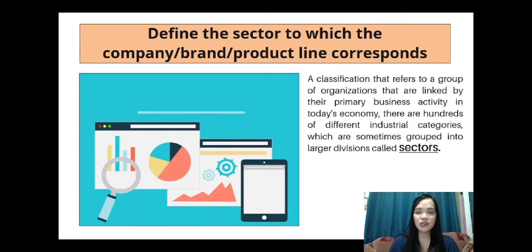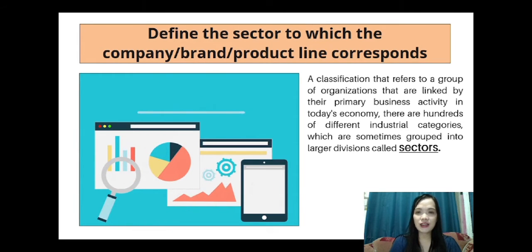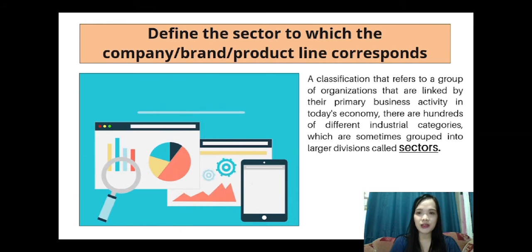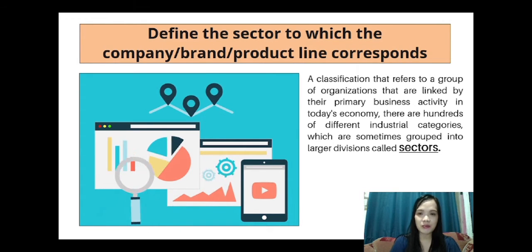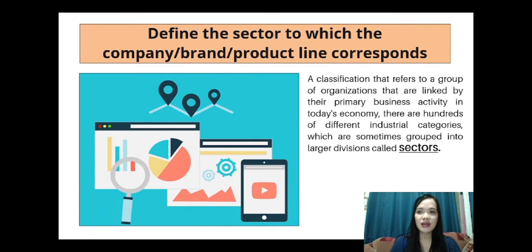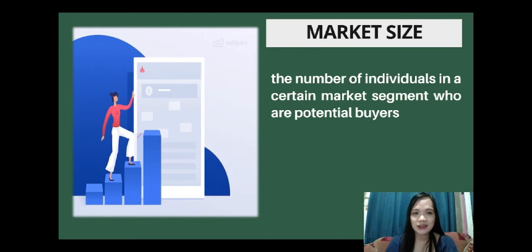definition of the sector to which the company, the brand, or product line corresponds. This is defined as a classification that refers to a group of organizations that are linked by their primary business activity in today's economy. There are hundreds of different industrial categories which are sometimes grouped into larger divisions that are called sectors. This sector consists of market size, the number of individuals in a certain market segment who are potential buyers. It refers to the maximum total number of sales or customers your business can see.